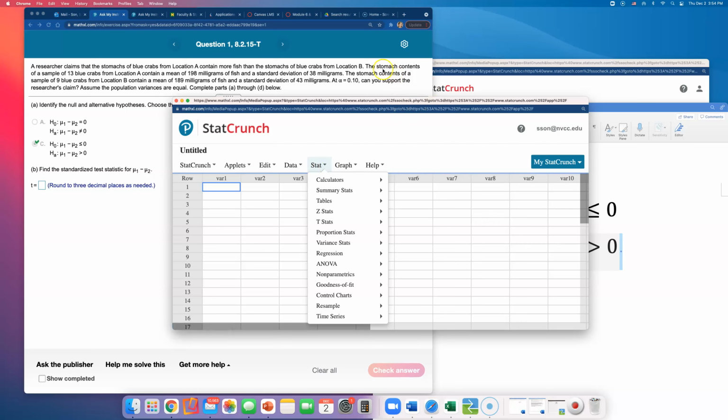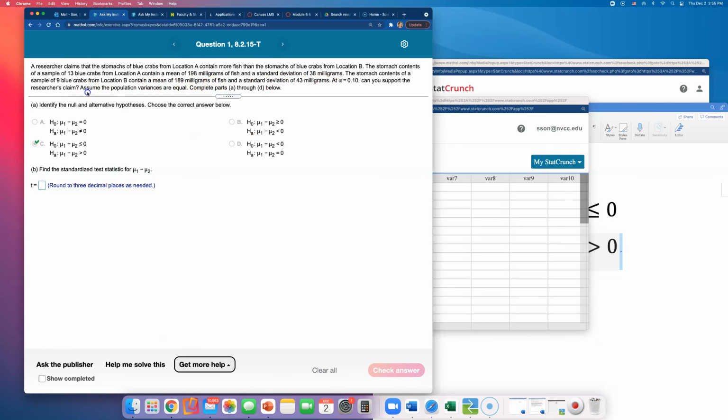Let's read. The stomach content of a sample of 13 blue crabs from location A contains a mean of 198 milligrams. Now, I want to know about standard deviation. They gave us standard deviation, but this is the standard deviation from this sample of 13 crabs. So that is not population standard deviation, that is sample standard deviation. That's not what I want. The stomach content of a sample of 9 blue crabs, blah, blah, blah. You know what I'm looking for, right?